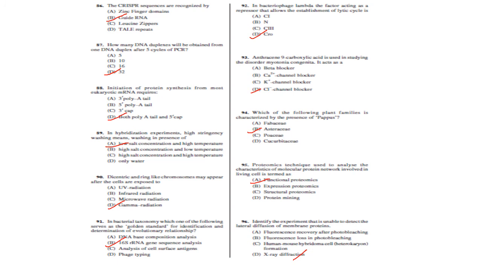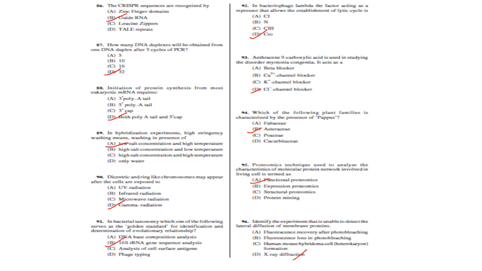So it will be 2 raised to n. That is the formula to calculate the number of DNA copies formed after a given number of cycles, where n is the number of cycles. So 2 raised to 5, because 5 is the number of cycles given in the question, and 2 raised to 5 will be 32. Answer is option D.